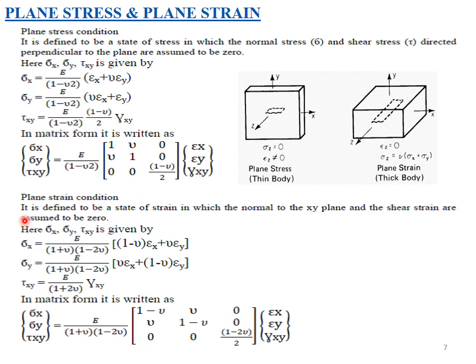Similarly, the plane strain condition is defined as a state of strain in which the normal strain perpendicular to the xy plane and the shear strains are assumed to be 0. So here σx, σy, and τxy are given in this form, and similarly we write it in the matrix form like this.